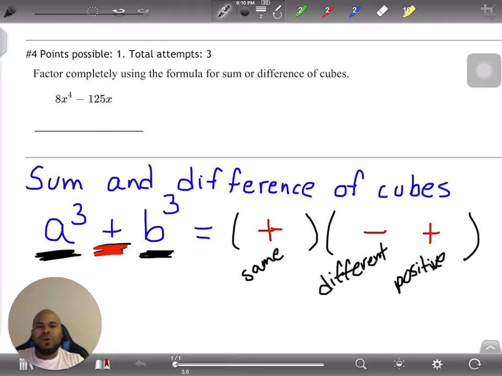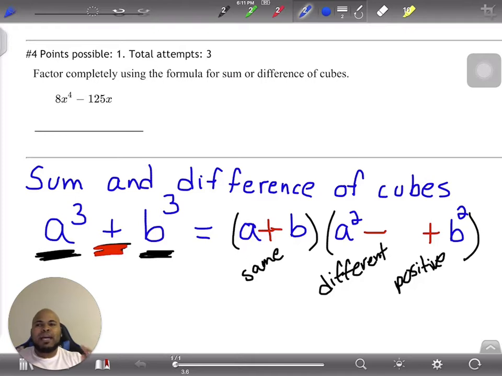Now what about the variables and the numbers? Because the first term is a cubed, this is going to be a, whatever the cube root of that is. Because the second term is b cubed, it's going to be b, the cube root of b cubed, whatever that is. Then I take the first a and square it and write it first. Then I take the last b and square it and write it last. In the center, I combine both of them, so it's just a times b. So this is the sum of cubes.